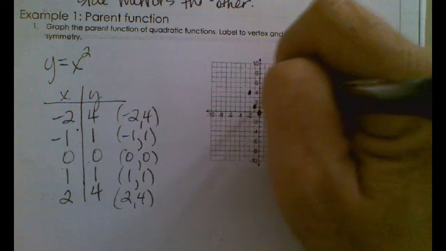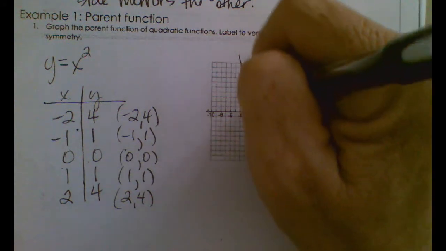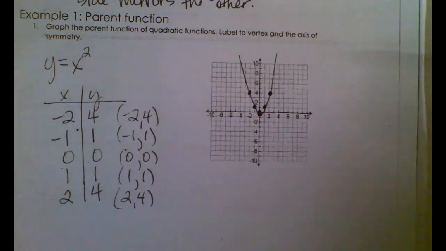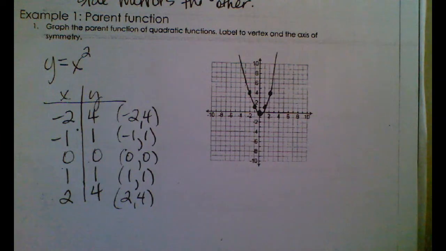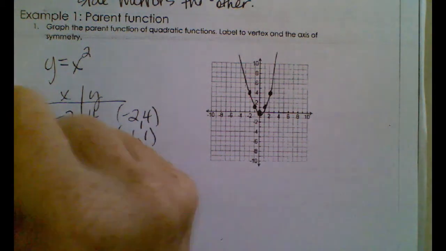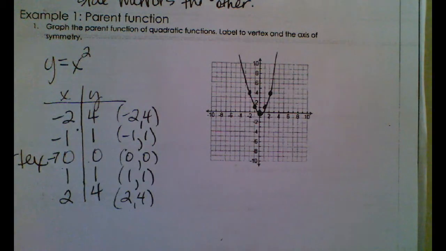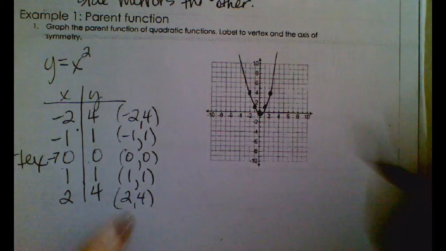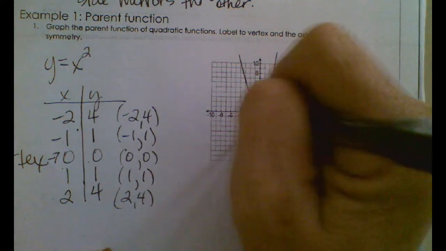Good. And I should have that little U shape, right? Good. Okay, what point there is your vertex? 0, 0. How do you know that? It's the lowest point. So does this graph have a minimum or a maximum? A minimum. You cannot go any lower than 0, than x equals 0. Okay? So this has a minimum.